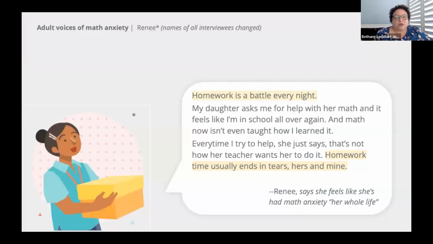And I think back to Renee, when she was talking about what a battle homework was. And, you know, I remember very distinctly having parents say that homework was a battle, or math homework was a battle. And the goal is that, again, you're having that positive relationship.